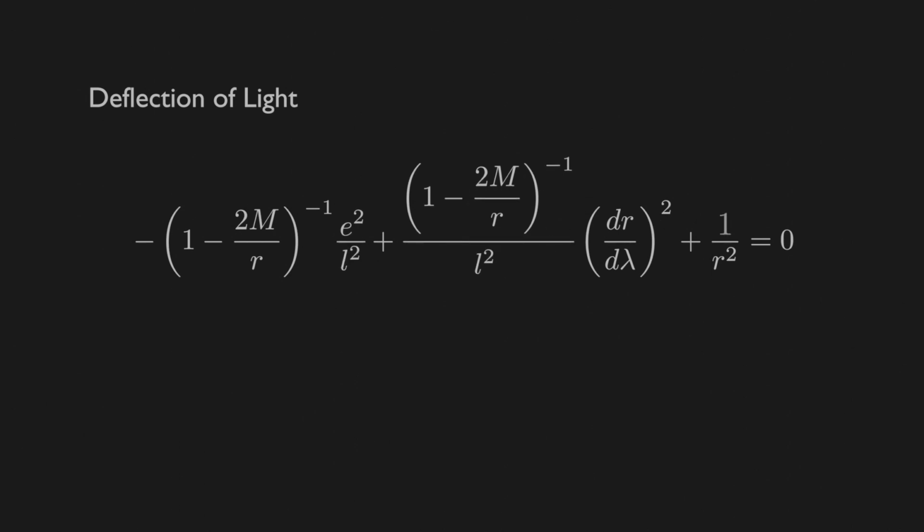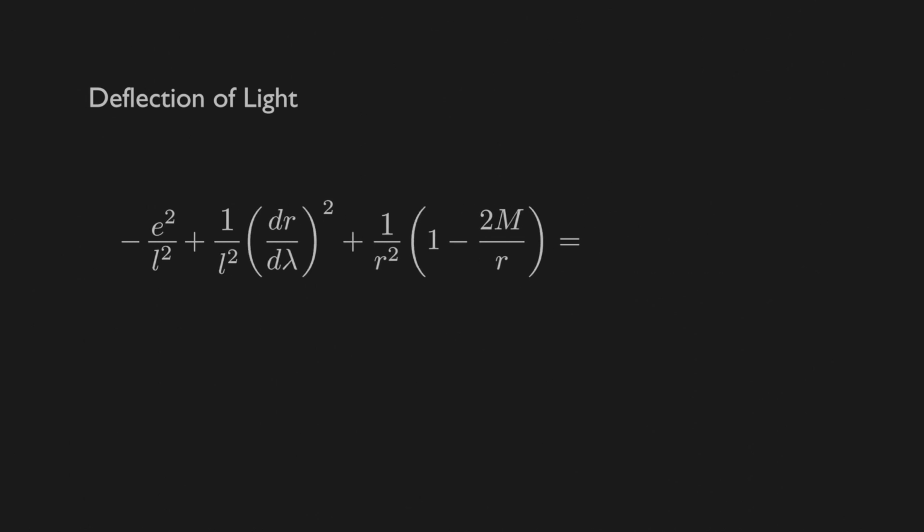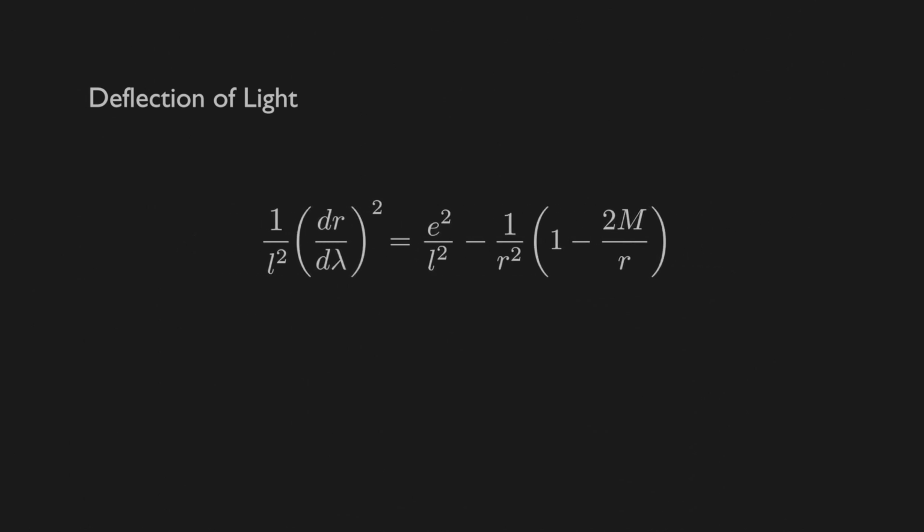After some more manipulation, we can write it like this. Technically there's also the negative root, but this is the same orbit just in the opposite direction, so we can ignore it. Using the definition of L again, we can find an expression for dr/d phi, or inversely d phi/dr.